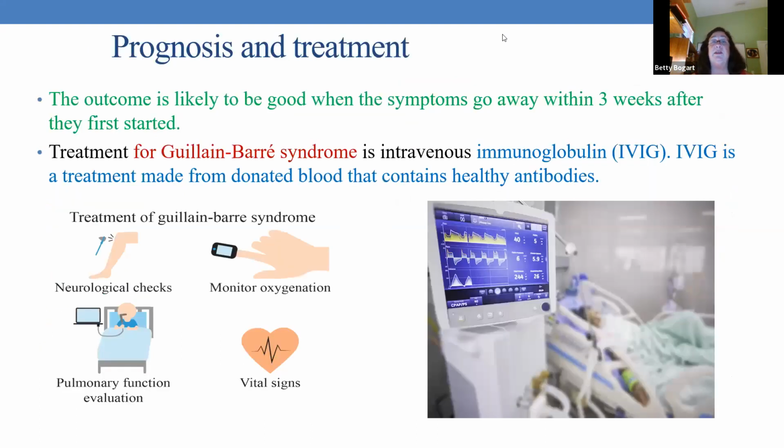So how do we treat this? Well, we do give IVIG, intravenous immunoglobulins, and that does help with it, trying to boost the body's own immune system. So we're going to be monitoring their lungs, and we're going to be giving IVIG.